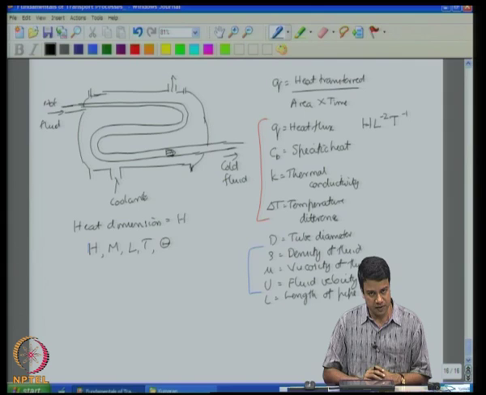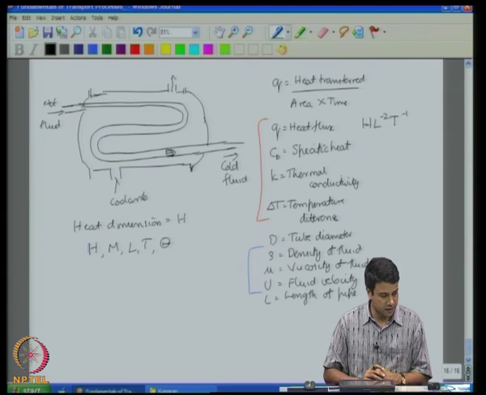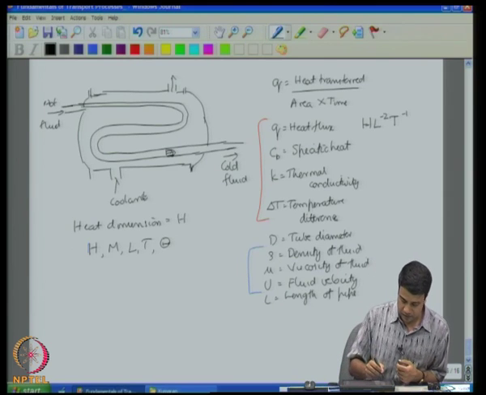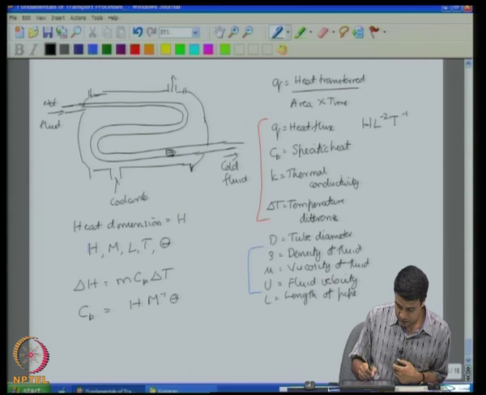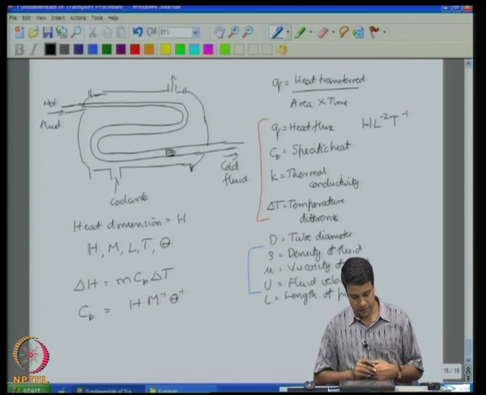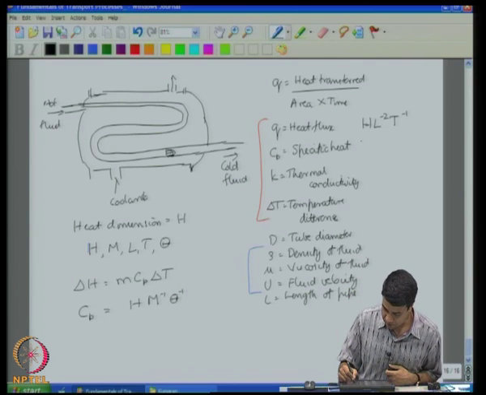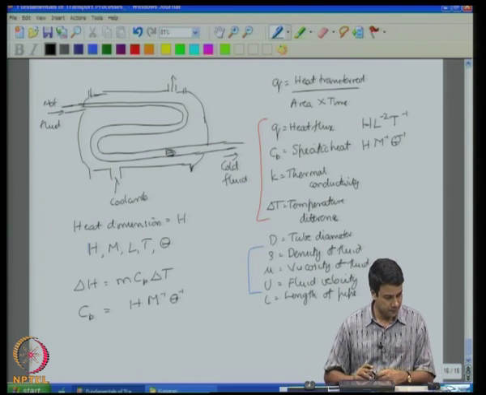Okay. Specific heat is the heat contained per unit volume of fluid. Okay. So, I can write it on the basis of delta H is equal to m Cp delta T, which means that Cp has dimensions of H m inverse theta inverse. Okay. So, specific heat has dimensions of H m inverse theta inverse.